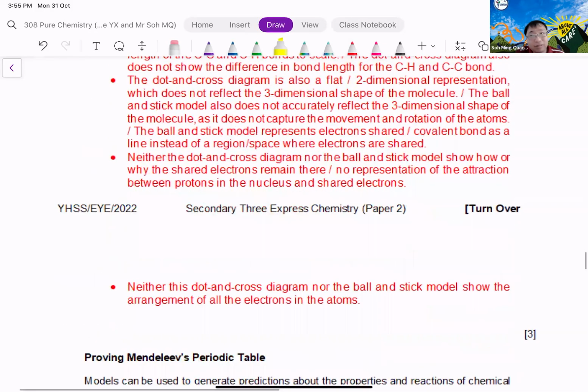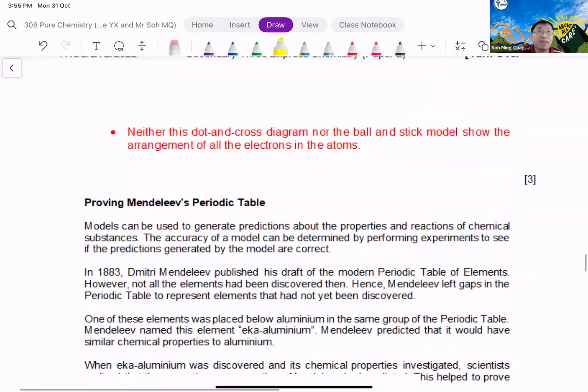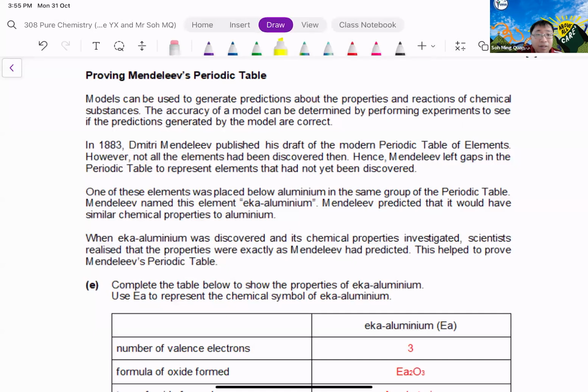Now the next question, okay, proving Mendeleev's periodic table. Again, it's a long passage to read. All right. Whenever you have a long passage, again, go for the chemical names. Besides the chemical names, go for the mathematical trends. Dmitry Mendeleev is not a chemical trend, it's not a mathematical trend. But what is a chemical trend is this.